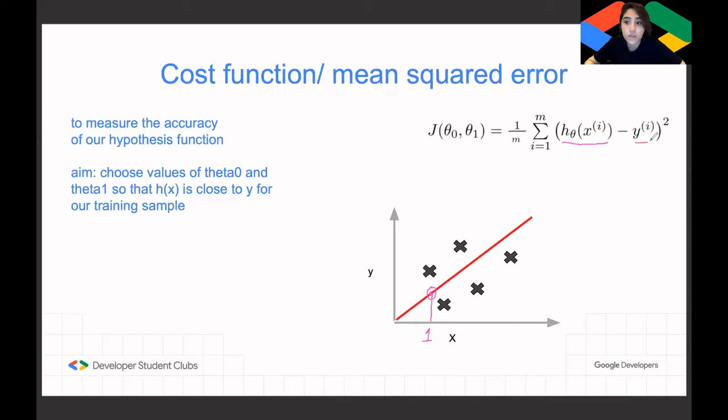And then y^(i) is just going to be the actual value at this point, so the actual y value for this value of x. So that's going to be this.